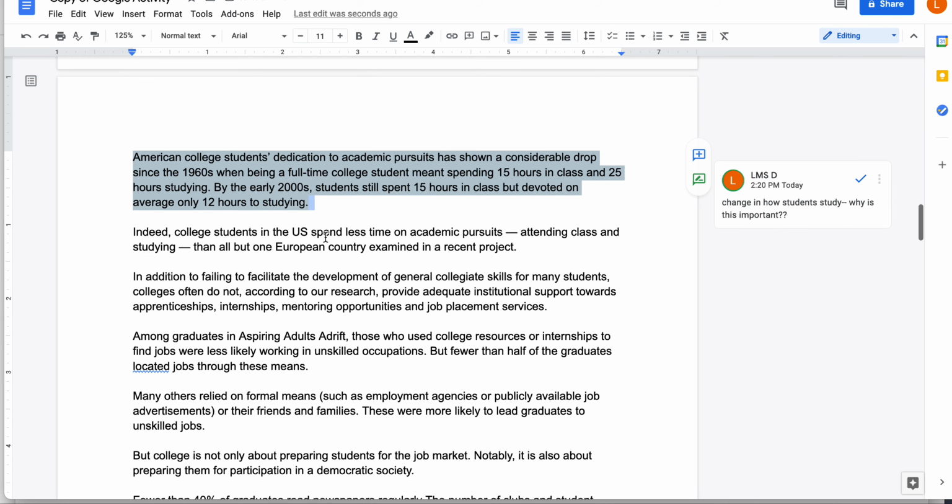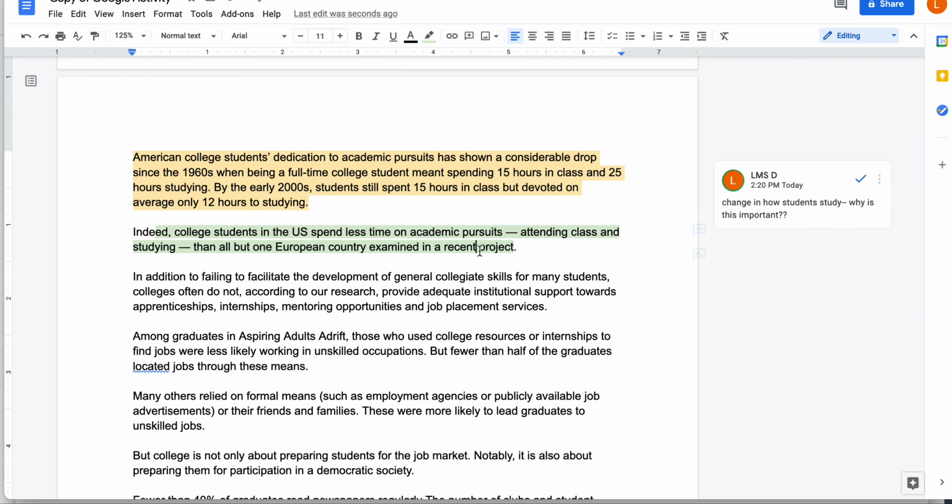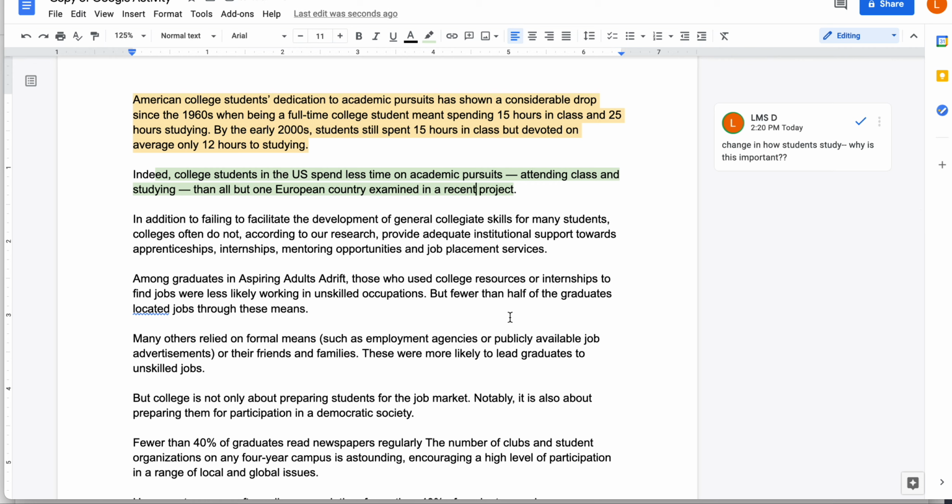Indeed, college students in the U.S. spend less time on academic pursuits than all but one European country. Okay, so this doesn't necessarily support the idea of the value of an education. So I'm going to highlight it because I think it's an interesting idea that I might want to come back to. So I'm going to highlight it in a different color.